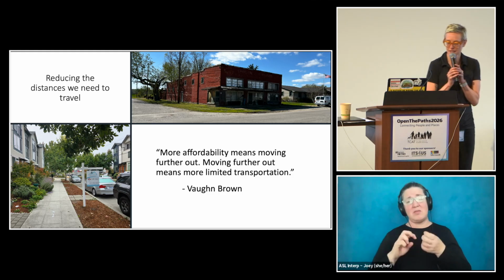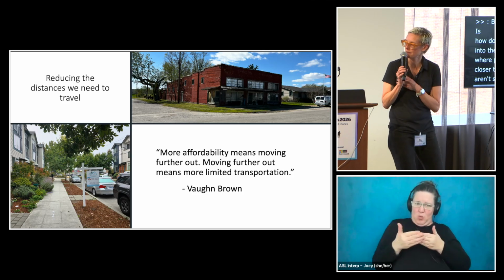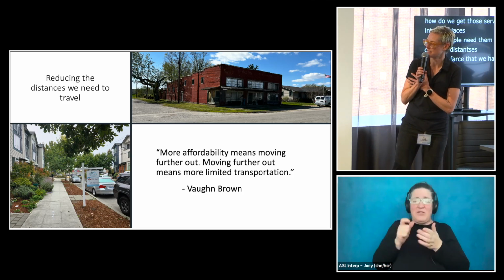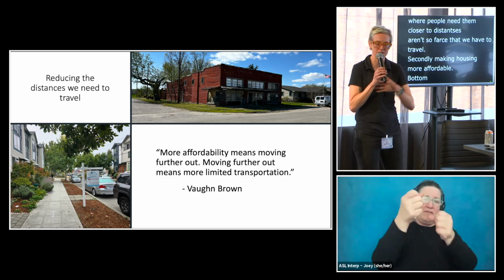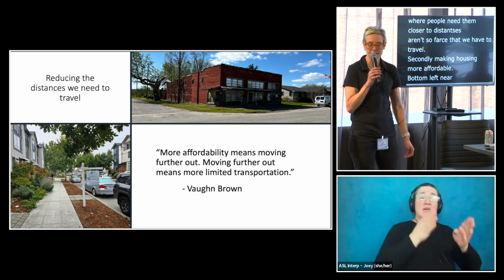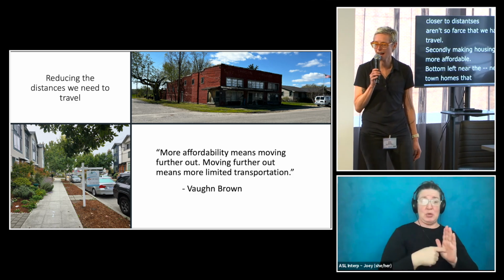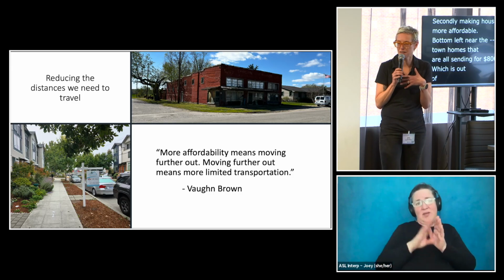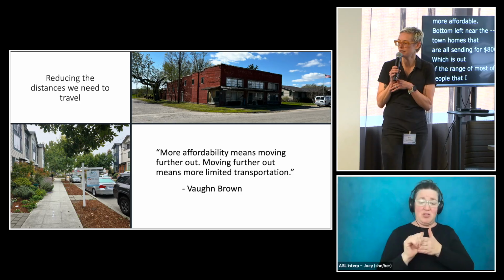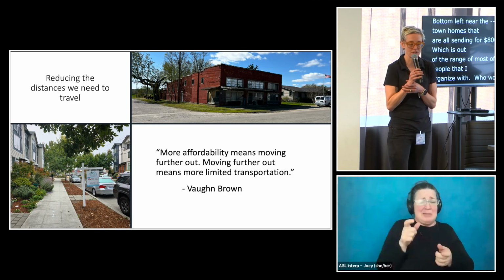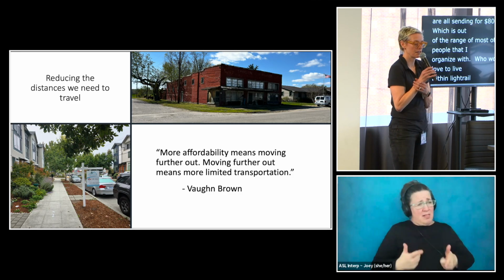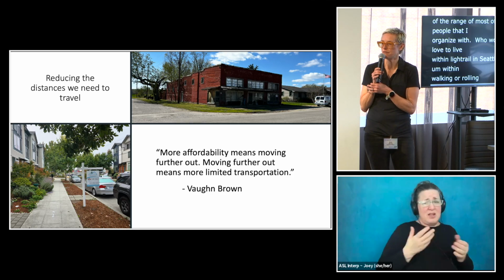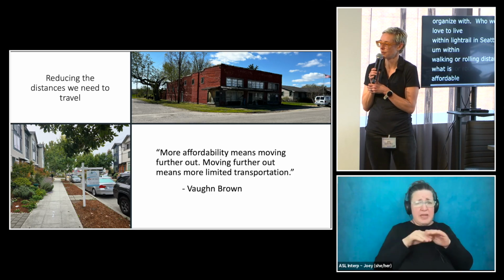The second piece is making housing more affordable. And this bottom image on the left is near the Othello station in Seattle. These are new townhomes that are all selling for around $800,000, which is out of the range of most of the people that I organize with, who would love to live within light rail in Seattle, within walking or rolling distance. But what is affordable there is not really available.